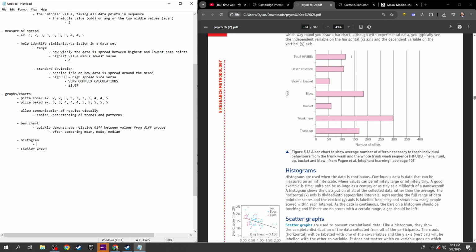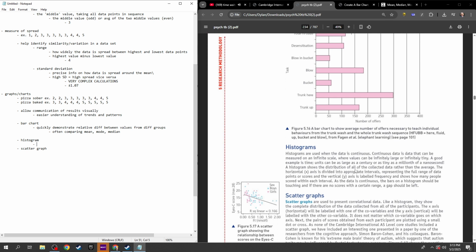A histogram shows the distribution of all the collected data rather than the average. The horizontal x-axis is divided into appropriate intervals, representing the full range of data points or scores, and the vertical y-axis is labeled frequency and shows how many people scored within each interval. As the data is continuous, bars on a histogram should be touching, and if there are no scores within a certain range, a gap should be left.